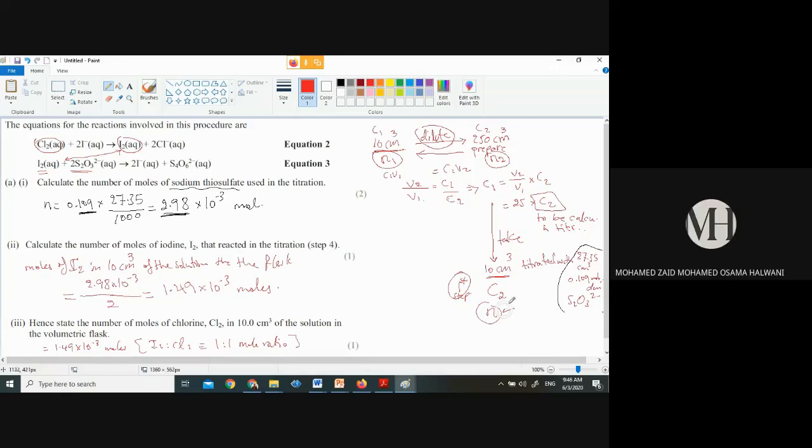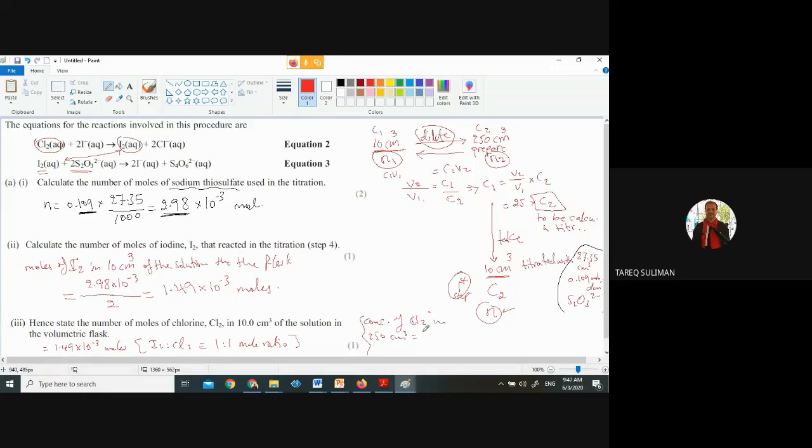V2 over V1 times C2. Excellent. But first we need to calculate C2. Or we can find the number of moles here, then we find concentration. So many ways. First, we calculate concentration. We can do this. We can calculate concentration of Cl2 in the 250 centimeter cube equals to what?